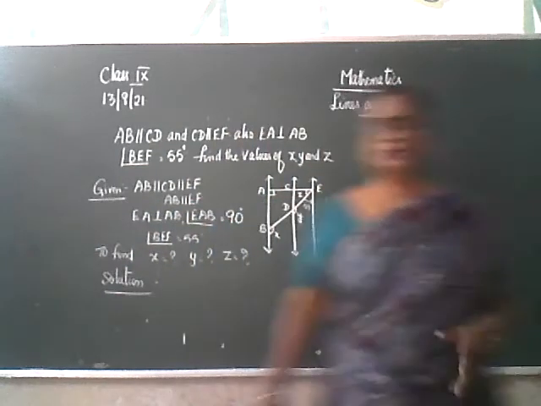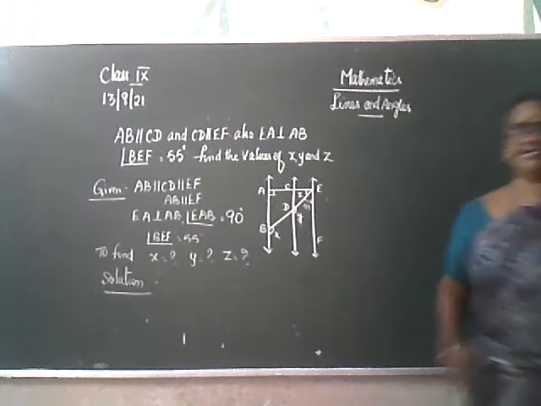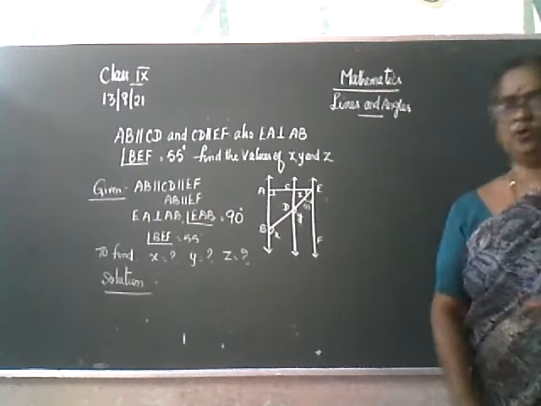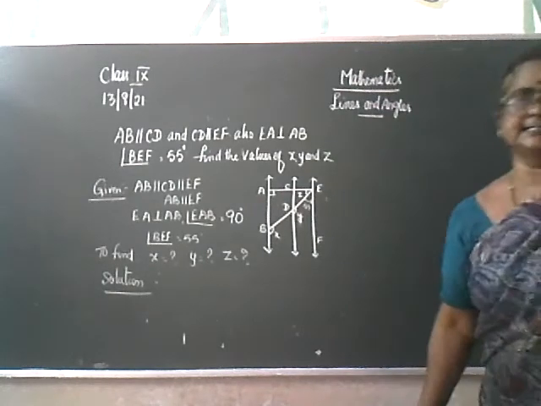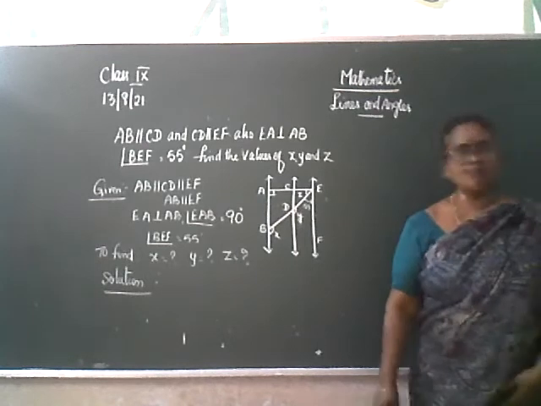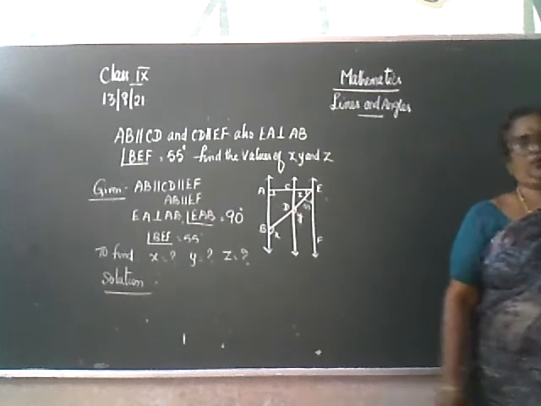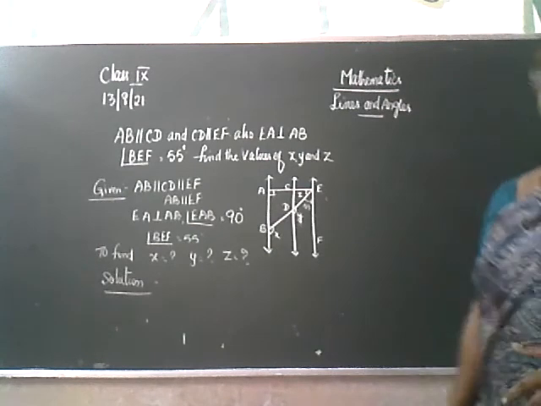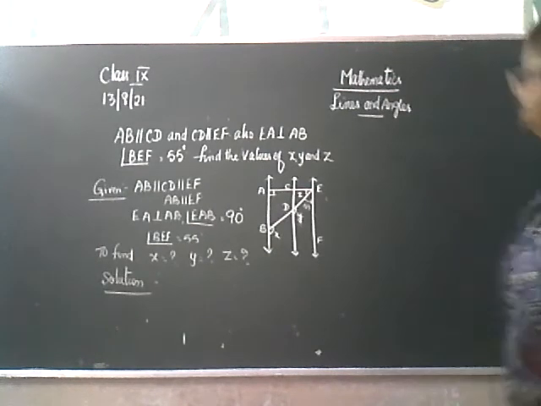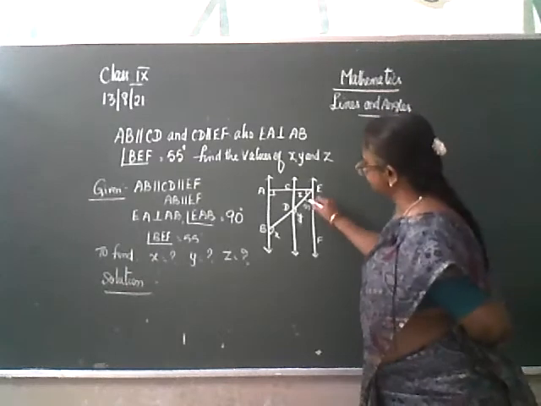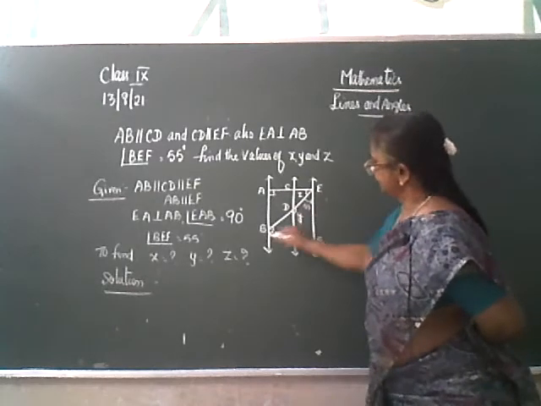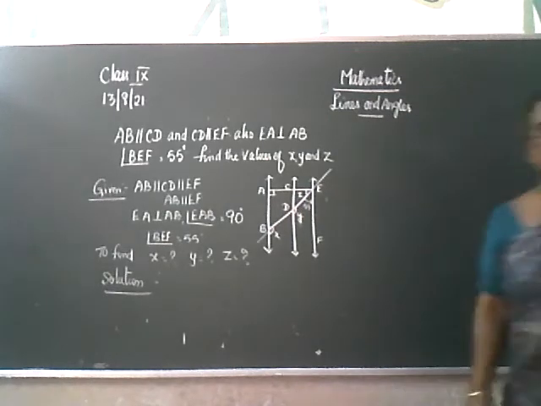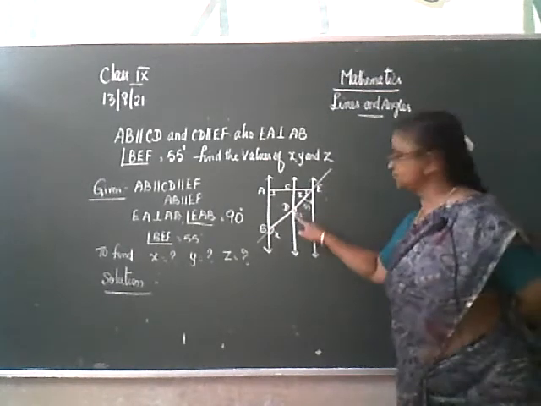Okay, you must remember when the lines are parallel to each other, corresponding angles are equal and alternate angles are also equal. If BE is the transversal, see these two angles. Okay. What about these two angles?